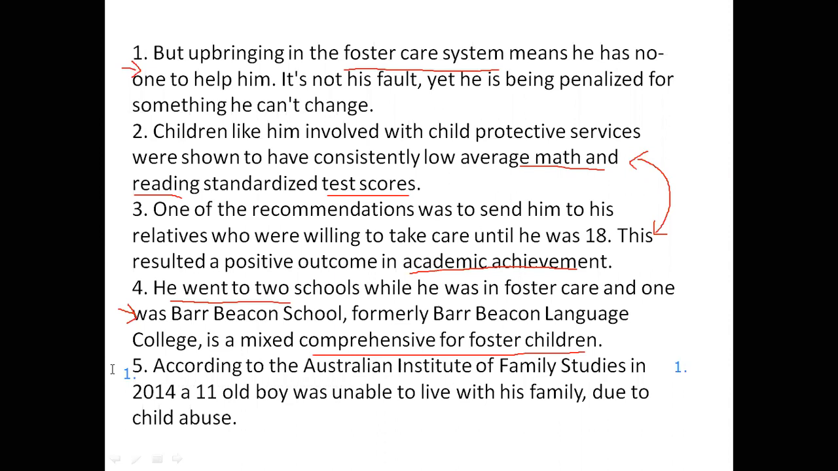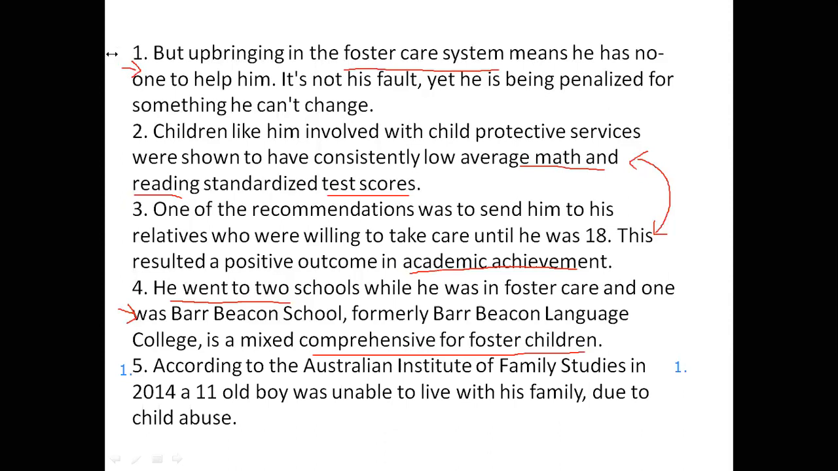Now from reading the paragraph, we have a little bit of an idea that it has something to do with foster care. So we first introduced that an 11 year old boy is unable to live with his family because of child abuse. So what would happen to him? His upbringing would be in the foster care system. So that is our second sentence.